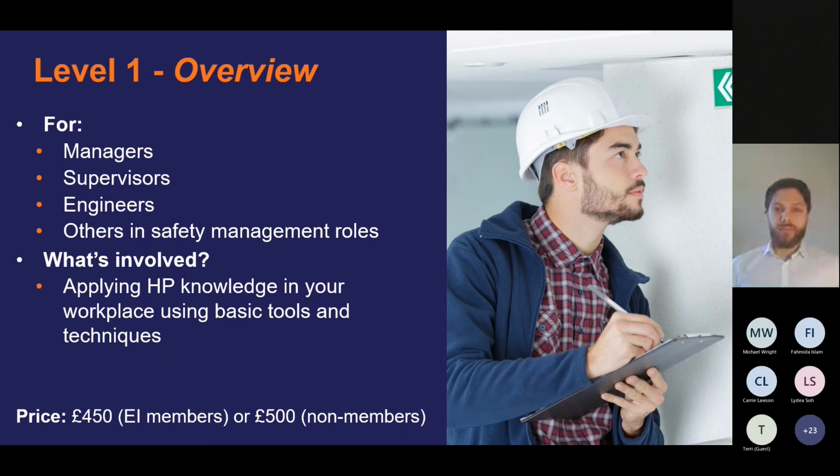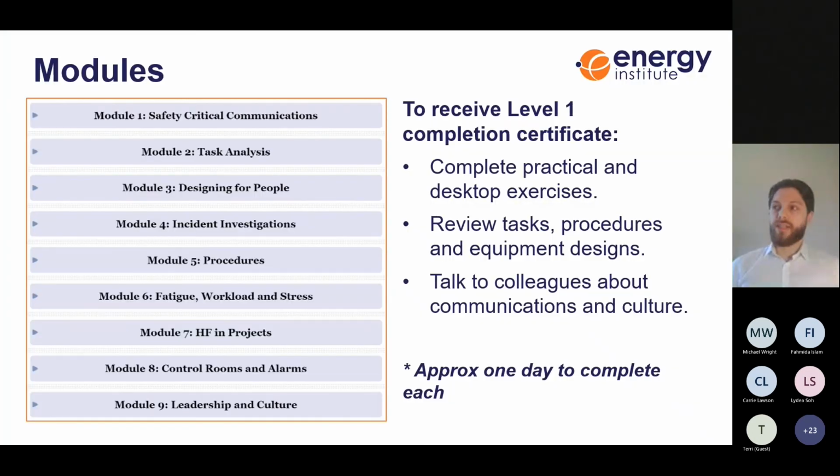There are 9 different modules, each including some pre-reading, desktop and practical exercises, and an end of module quiz. To receive the end of course certificate for level 1, you need to pass the end of module quiz and the activity report for each of the 9 modules. The activity report is simply for each module. When you do these activities, like reviewing equipment design, you just write up your findings and submit that report. It should take around 1 day to complete each module.